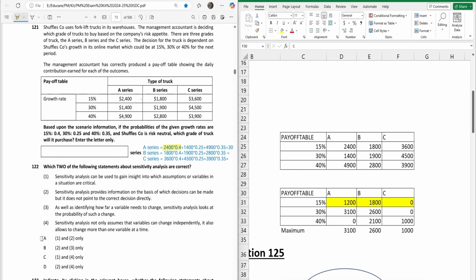Now, the fourth: sensitivity analysis not only assumes that variables can change independently, it also allows changing more than one variable at a time. See, this is done by simulation, not by sensitivity analysis. In this analysis, the usual assumption is that only one variable will be changed at a time. But in reality, there could be more than one variable changing at a time, right? So that's why it's incorrect.